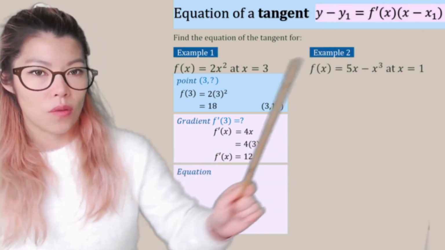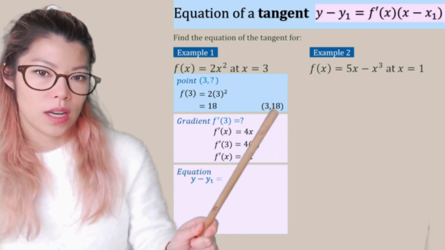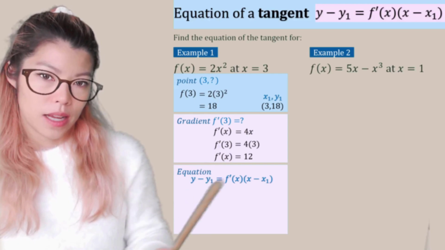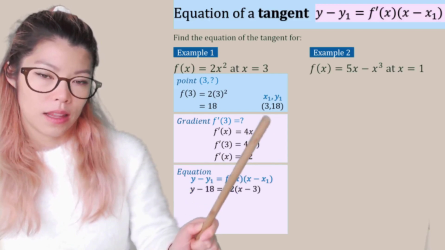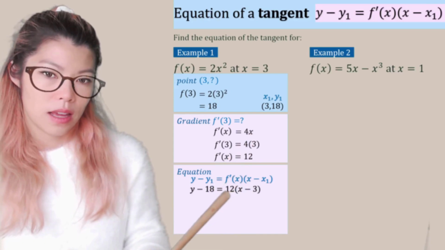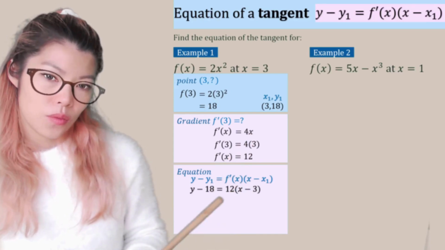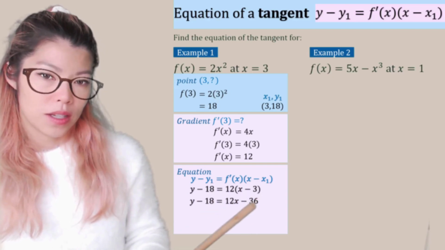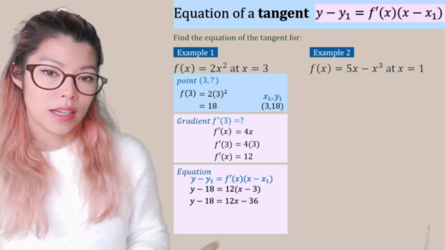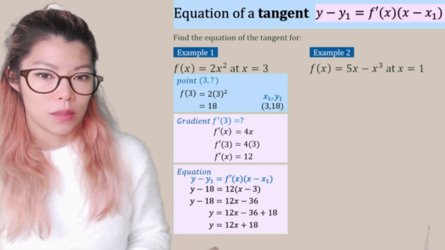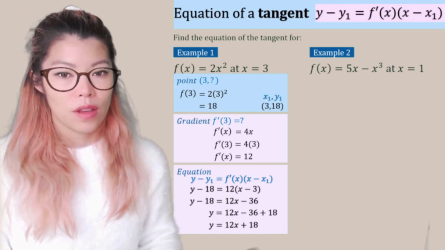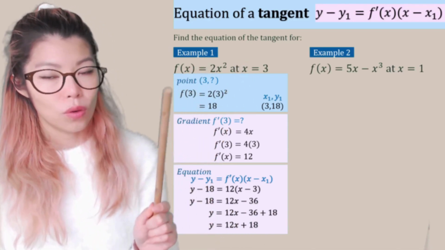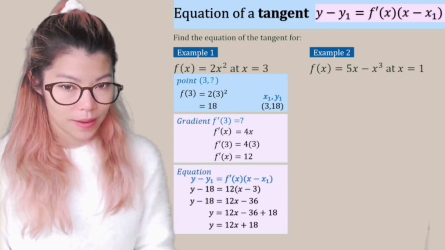Now we're going to use that equation over there, where x1 and y1 will be these points over here. So plug in: y1 is 18, x1 is 3, and the gradient there is 12. Then we expand: 12x and minus 36, because 12 times minus 3 is minus 36. And bring the 18 over to the other side. Minus 36 plus 18 is minus 18. So now we have the equation of the tangent at x equals 3 for f of x is 2x squared.